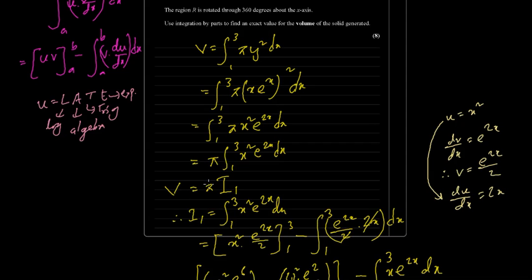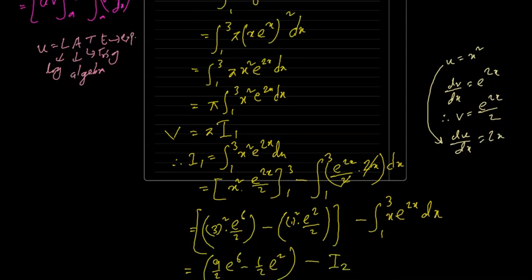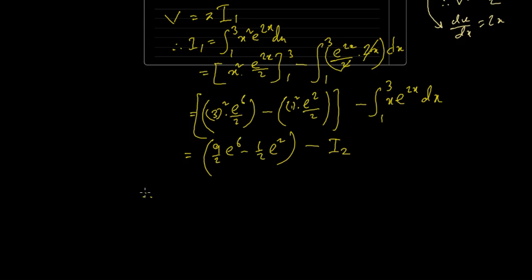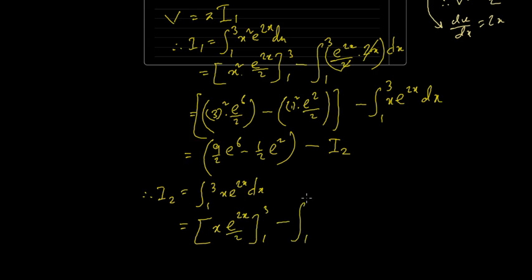So V equals pi I1, and I1 equals this. We have another integration, therefore I2. Otherwise there will be so many brackets, it would be very confusing, so break the sum down. It's a very good habit. I2 equals integration of 1 to 3 x e to the power 2x dx. Again u is this by LATE, this is algebra, this is dv by dx. Integration of dv by dx is going to be e to the power 2x by 2, limit is 1 to 3. So v is going to be e to the power 2x by 2, and the derivative of x is going to be 1, dx.